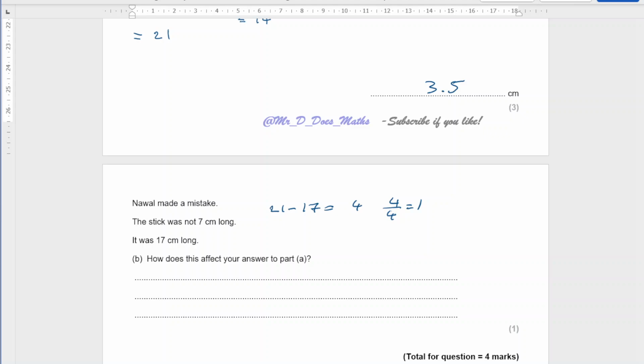So how does this affect your answer to part A? My answer should be less. One, not 3.5.